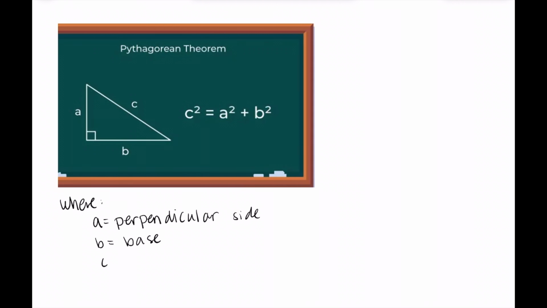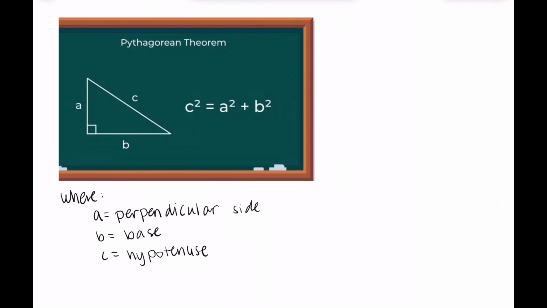What do they represent? Each letter in this triangle represents a different side. So A is the perpendicular side, right? That's the vertical side that makes the angle a right angle. Then we have our base, B, and then our hypotenuse, C. So the hypotenuse is the side across from our 90-degree angle.